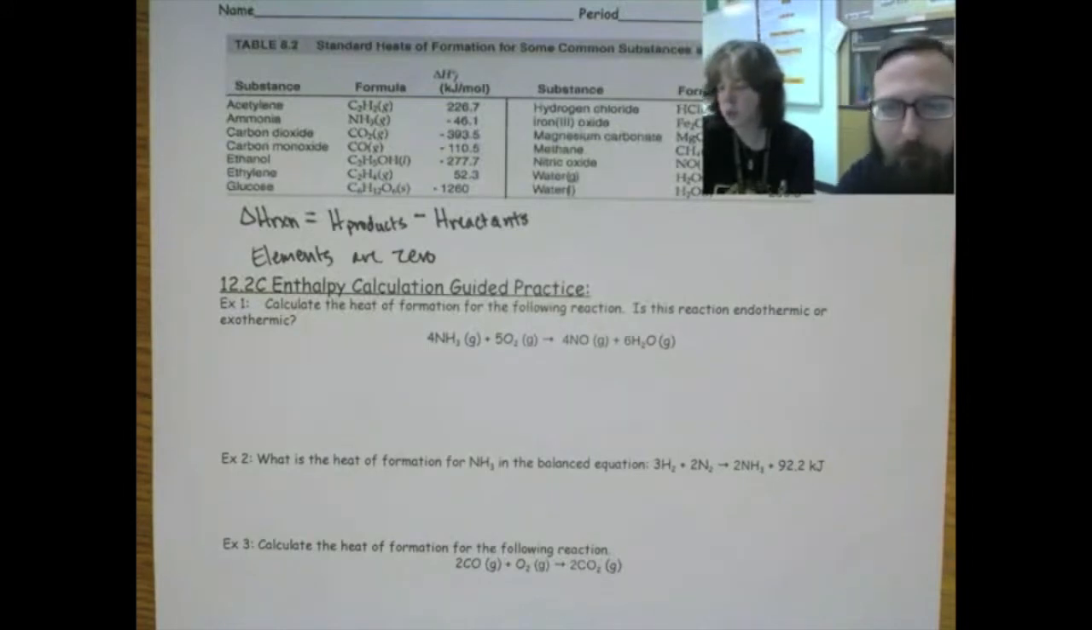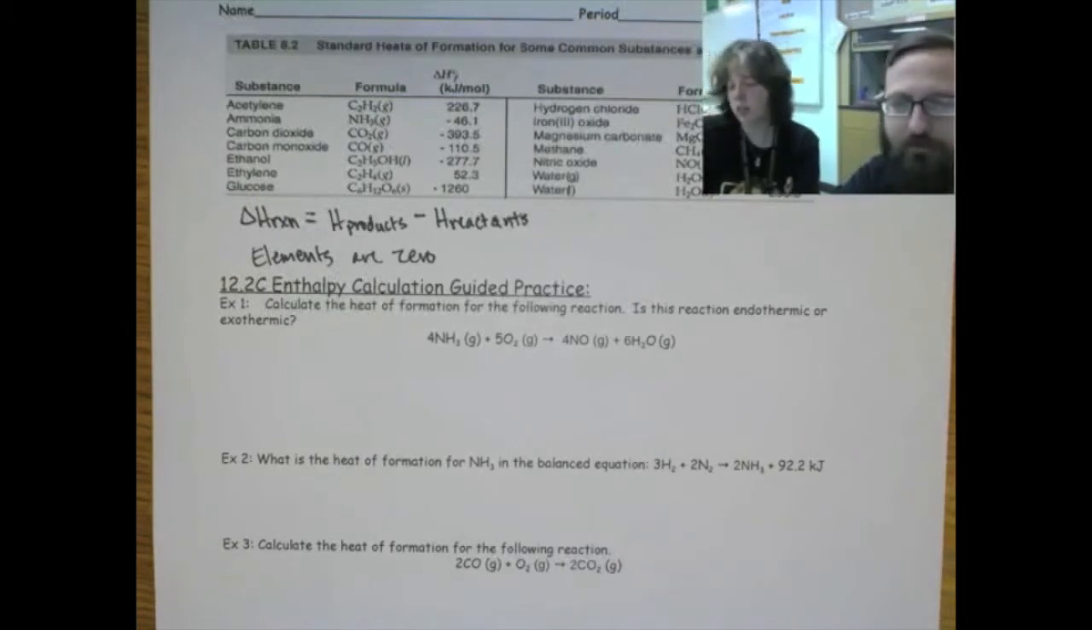So on this first one, we're going to calculate the heat of formation for the following reaction. We want to figure out if this reaction is endothermic or exothermic. And so endothermic meant it was doing what with its energy? Endothermic means it's absorbing energy, or whether it's giving off energy, that's our exothermic.